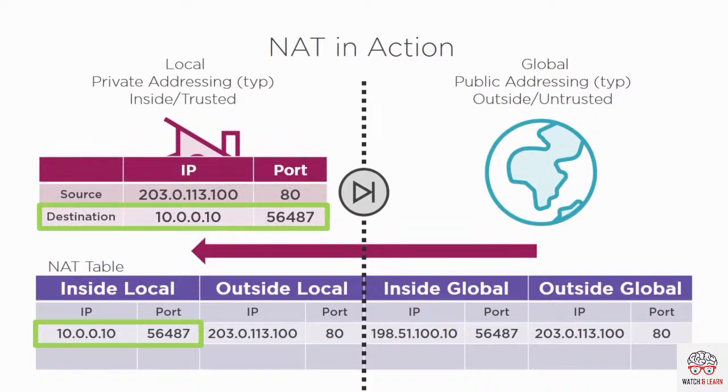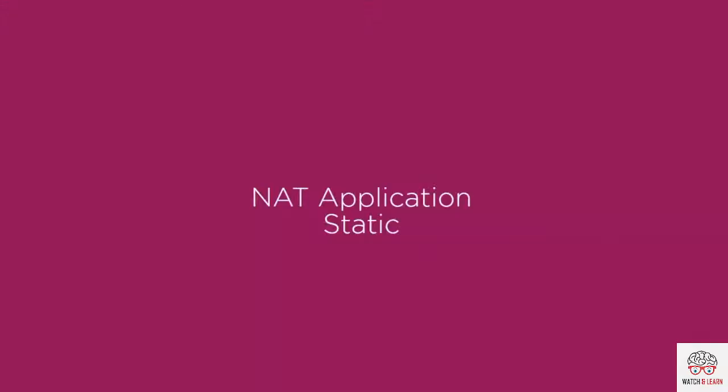So much like we're keeping the state of the TCP session in our TCP state table, with NAT, we're keeping a network address translation table that maps what our local packet looks like, maps what our global packet looks like, and then allows us to translate between one and the other.